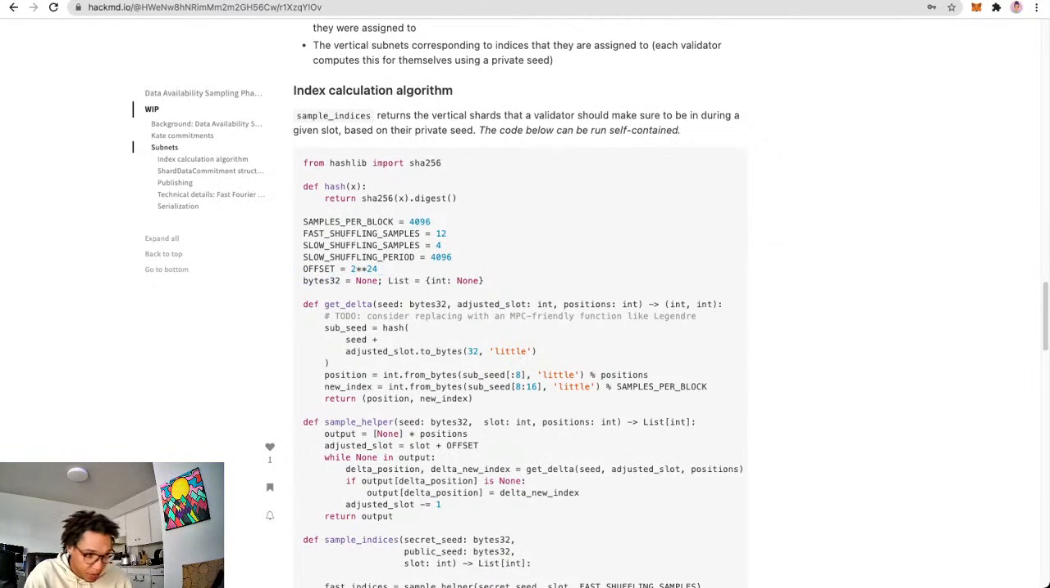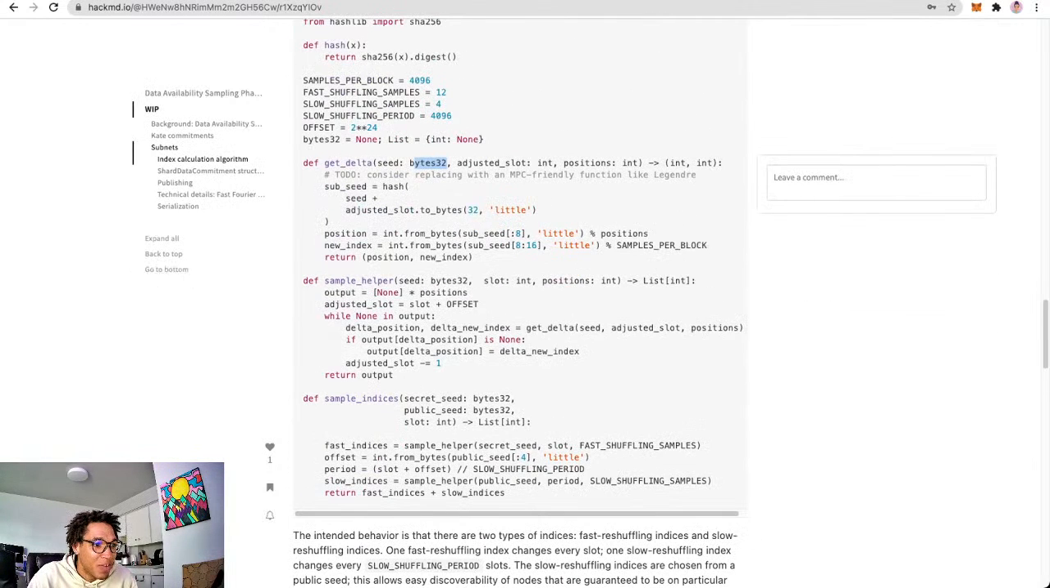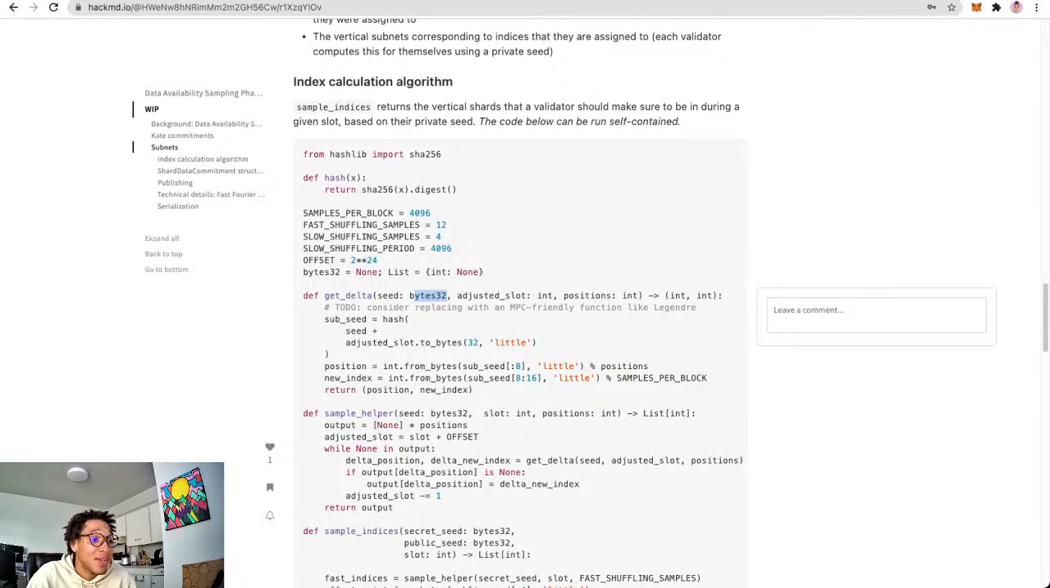So you have a function, get delta, and then your seed is bytes 32. I don't know Python that well, so bear with me. I know more Viper than I do Python, so I'm using my Viper knowledge. But I'm pretty sure this is in Python. Anyways, adjusted slot is an integer. Positions will be an integer.